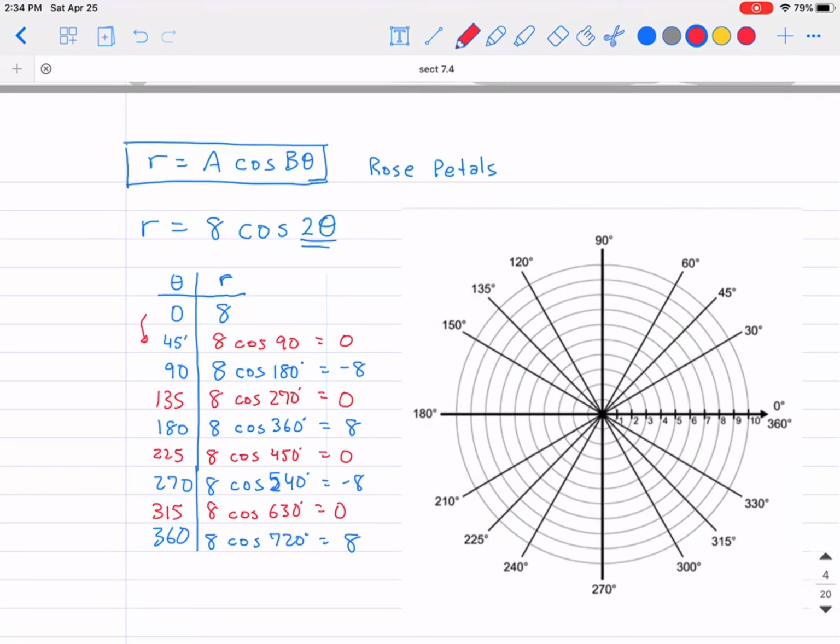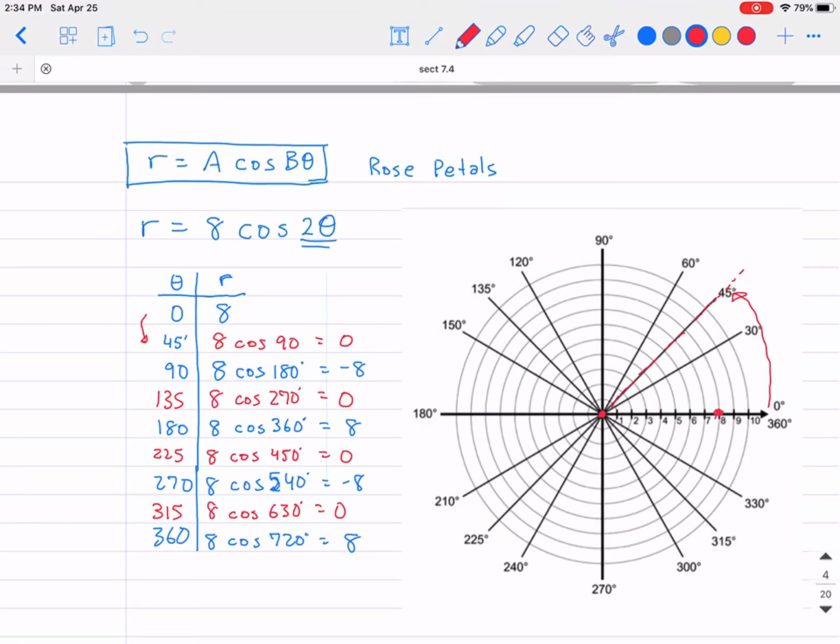All right, so let's try to translate everything. From 0 to 45 degrees, we go from a radius of 8 to 0. So we start out at 8 over here, and we go to a radius of 0, which tells me it's the pole. Now remember, we're only looking at the region from 0 degrees to 45 degrees, so that means we're looking at this region right here.